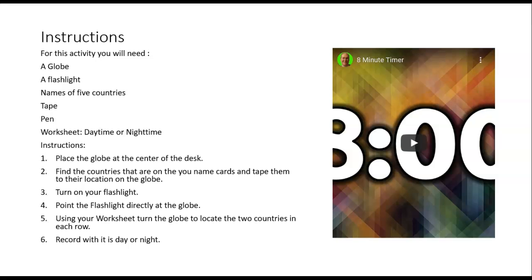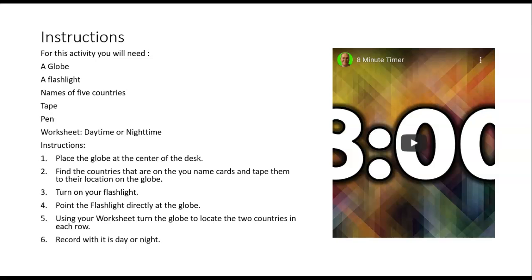Then the students would turn on the flashlight and point it directly towards the globe. And then they would determine whether or not that country, the two countries that are on their worksheet, the first column, the first row, which country is in daytime and which country is in nighttime.